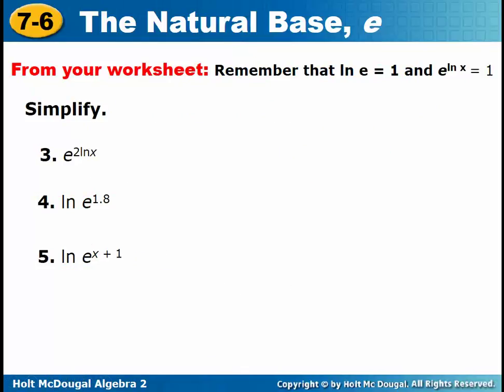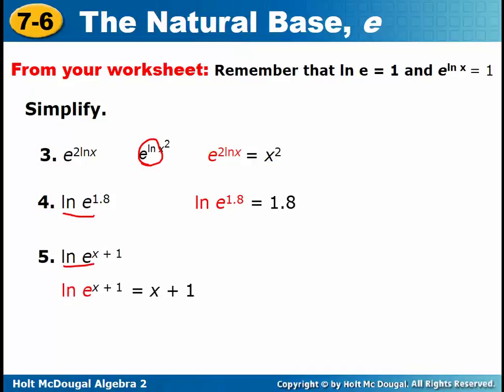Okay, these are 3, 4, and 5 from your worksheet. In number 3, I would start by writing that as e to the natural log of x squared. When you see this, you can just use the rest of the exponent, x squared, and that's your solution. In 4, we have the natural log of e to the 1.8, so our answer is just going to be the exponent part, 1.8. And pretty much the same thing in 5, we have the natural log of e to the x plus 1, so we're just going to use the exponent part, x plus 1.